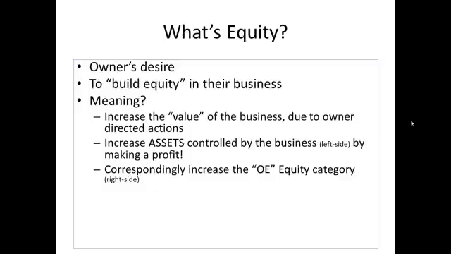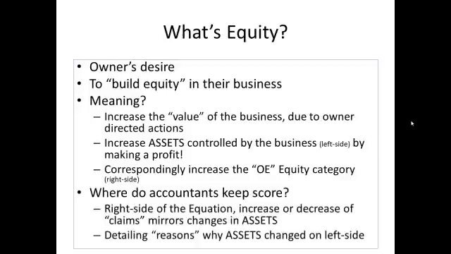Correspondingly, we increase the owner's equity category when profit is generated on the right side, the measurement side. That's where accountants keep score, the right side of the equation. All increases or all decreases to assets are mirrored by the changing of claims on the right-hand side. The right-hand side details reasons why assets change on the left side.